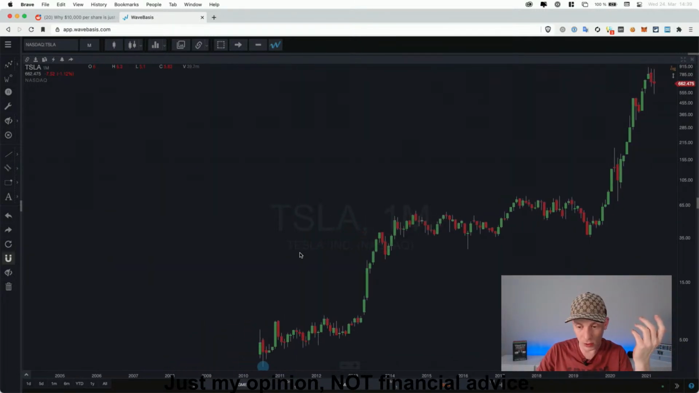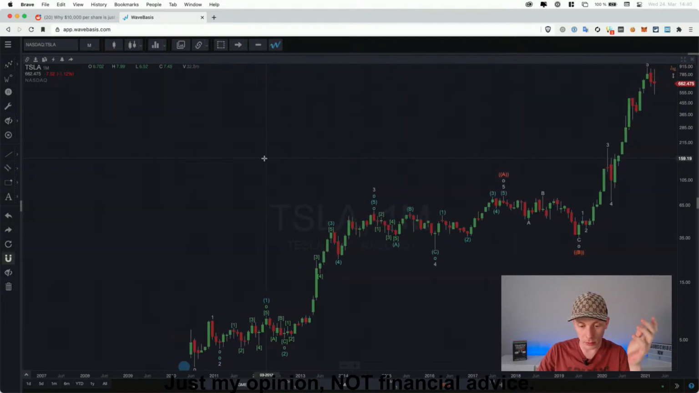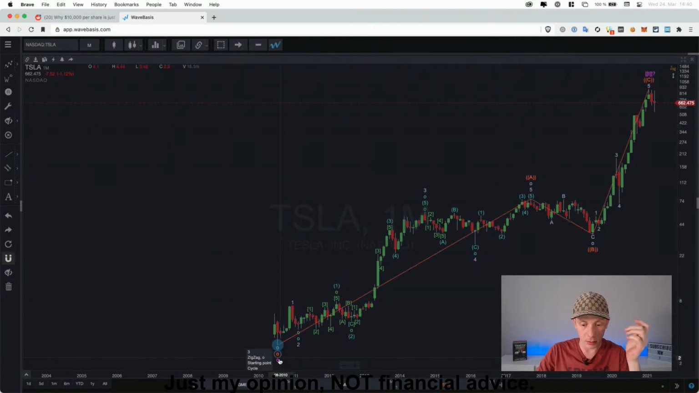And now the interesting thing here about Wavebasis that I want to cover is, first of all, they have this auto wave count, so I can just push a button and it will try to apply a wave pattern. And as you can see, it does it like this. So, and I need to zoom a little bit out. And we see that the bigger wave would be here. So it would say, this is our wave 1 overall.